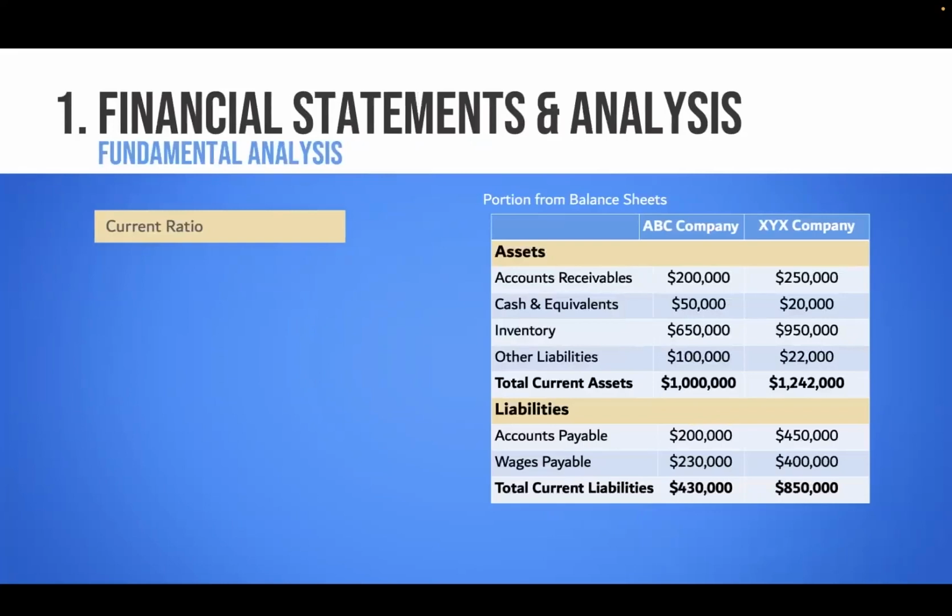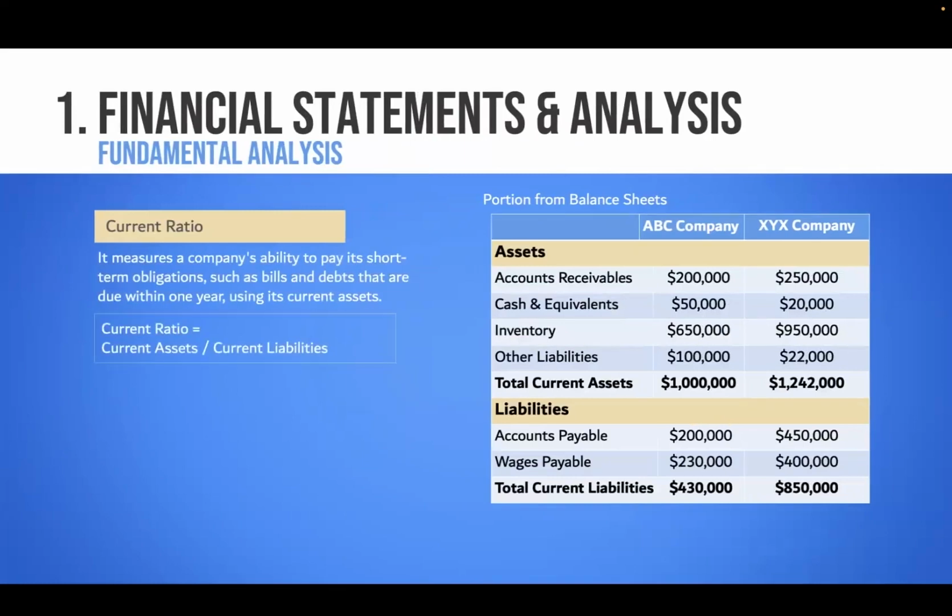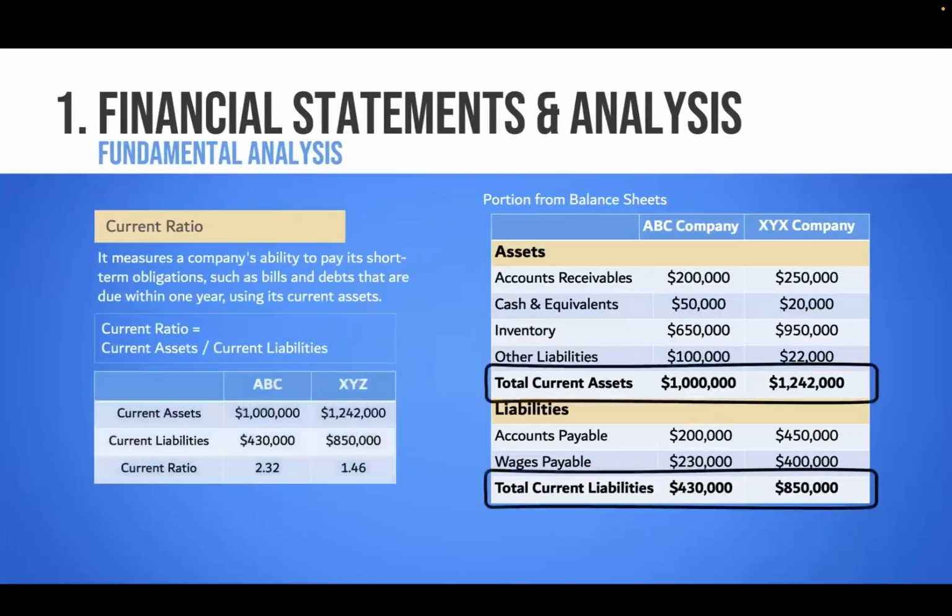Current ratio is nothing but assets divided by liabilities. So basically it's checking, do you have more assets or more liabilities? Right. So here in the case of ABC company, the current ratio is 2.32. That means they have 2.32 times their liabilities. So they are safe. They have enough assets.